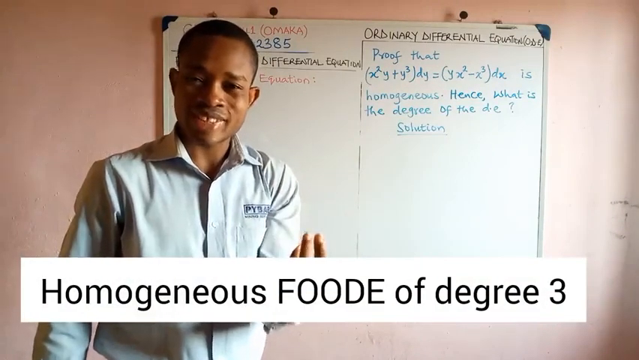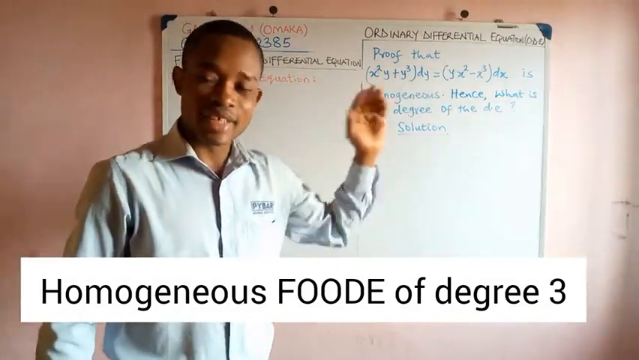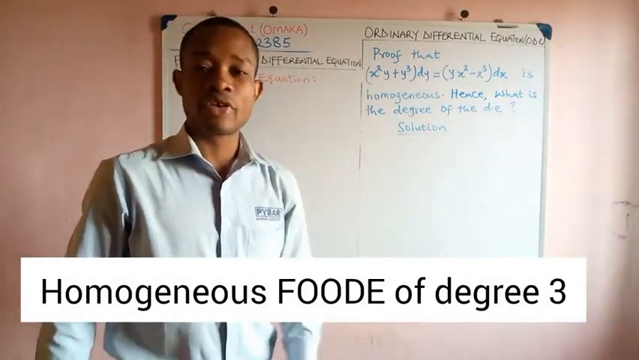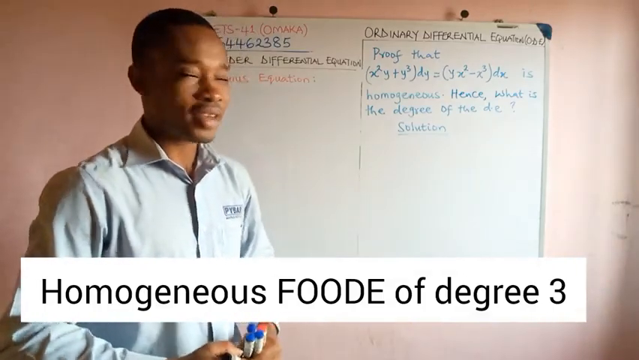From the test procedure, I'll then tell you what you can do to quickly identify that this is homogeneous and state the degree without actually going through the main test procedure. Now let us apply the test procedure.